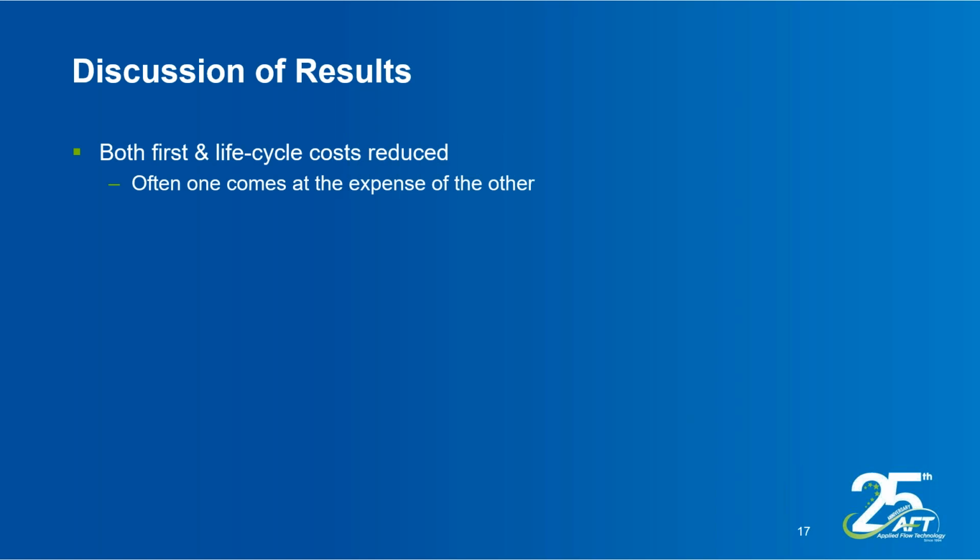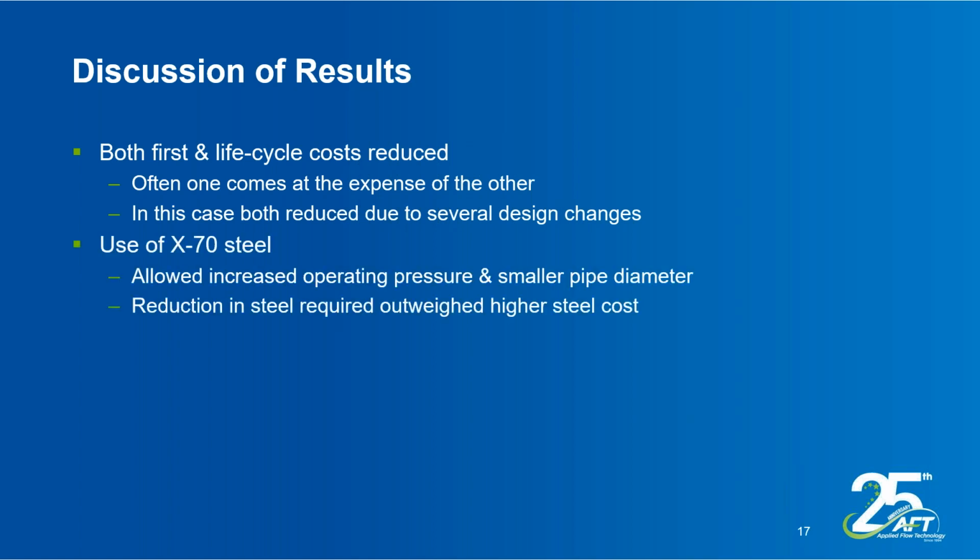So overall, both first and life cycle costs were reduced. Usually one comes at the expense of the other, but here, because there were several different design cases examined, the design actually was able to reduce both first cost and life cycle cost. And as we talked about before, the higher strength steel allowed higher operating pressures in smaller diameters.